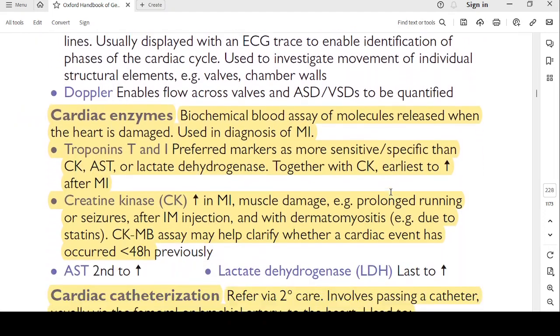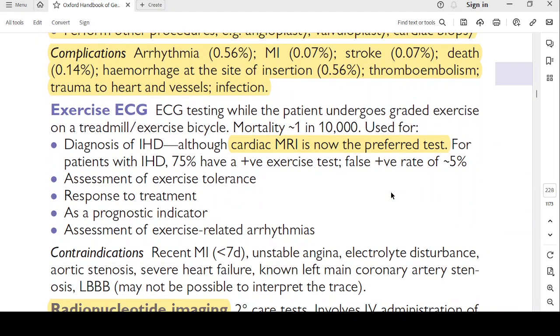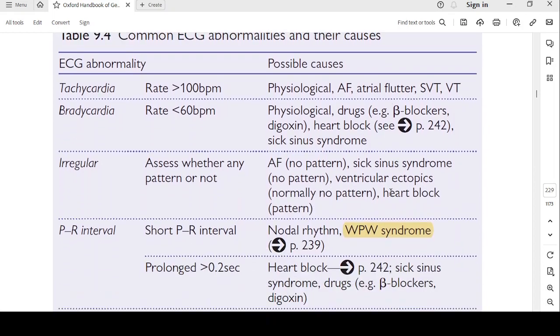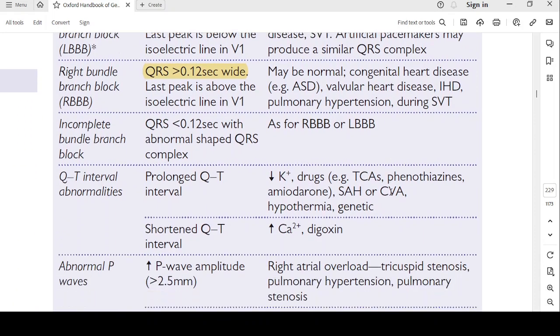So we'll go back to our table. Sorry for the diversion, but we have to remember this for the exam.